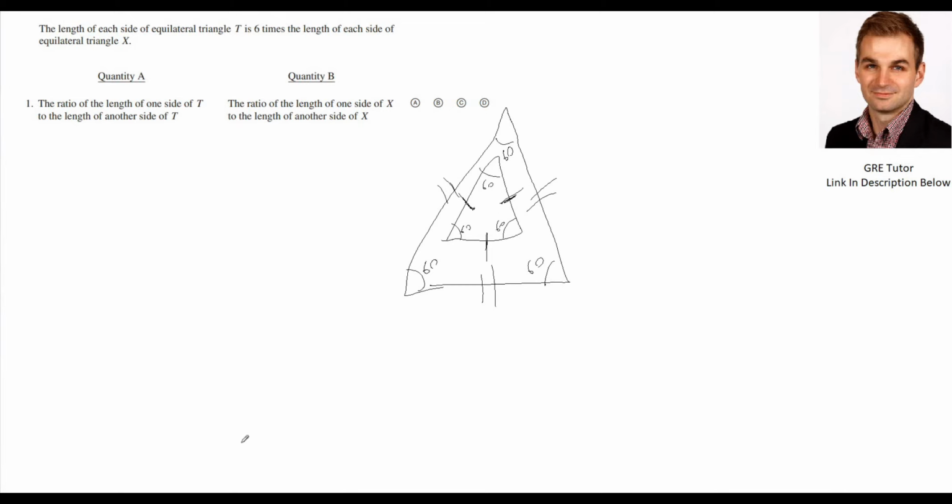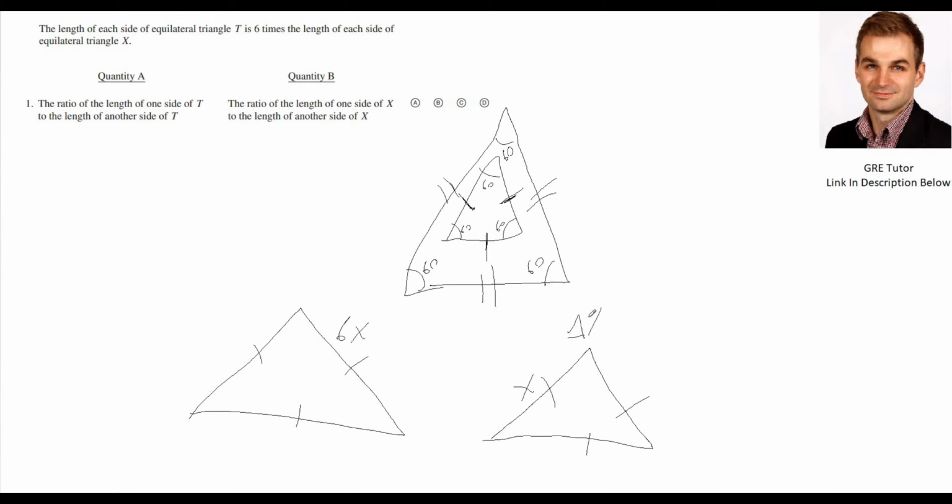So what we have here is two triangles, and they actually give us the ratio of one side of one of the triangles to the other side of the triangle. Let's just assume that these are equilateral rather than what they obviously look like, which is not. And these are all the same, and this is going to be equal to x over here, and this is going to be equal to 6x. Alright, so this is triangle X, and this is triangle T.